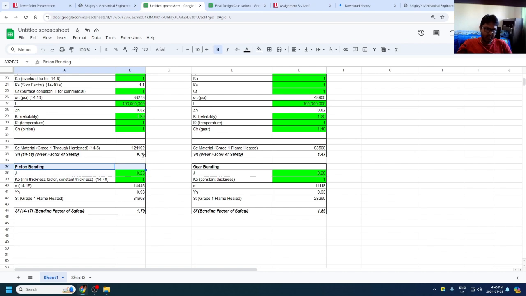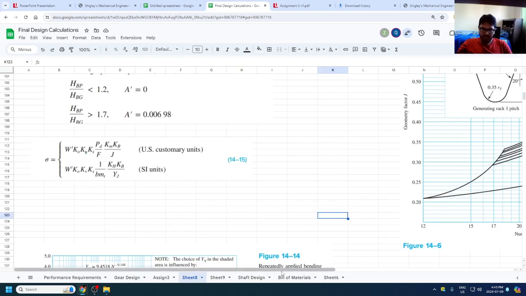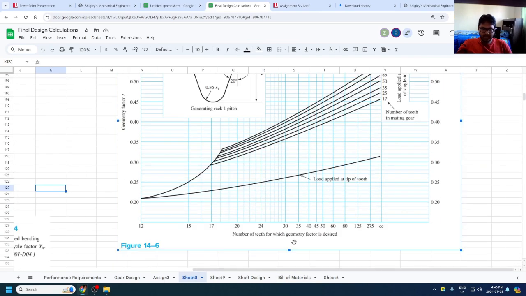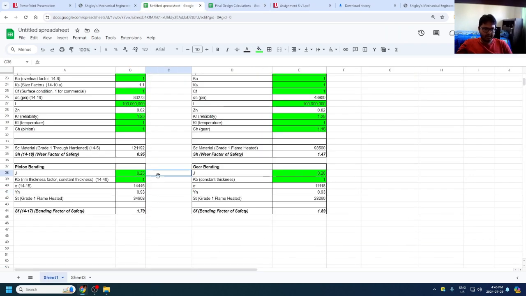So after that, we can move on to the pinion, the bending factor of safety, that's the wear factor, so the bending factor, so J. So we got a J. J is from a graph right here, this table, this figure 14.6. So for the number of teeth, it's like 16 or something. So 24 is going to be right here, so it's 0.25 right here, and that's what that is.